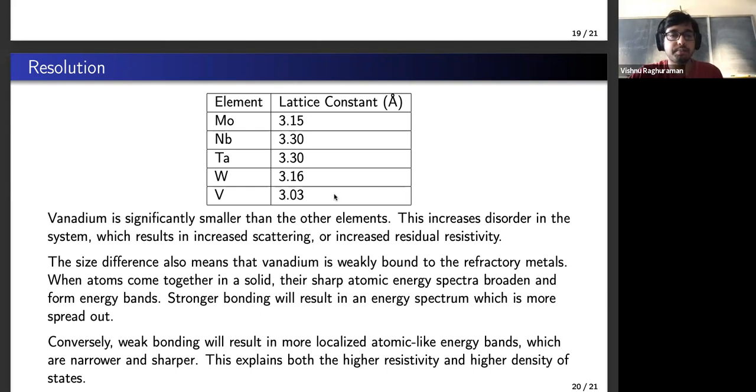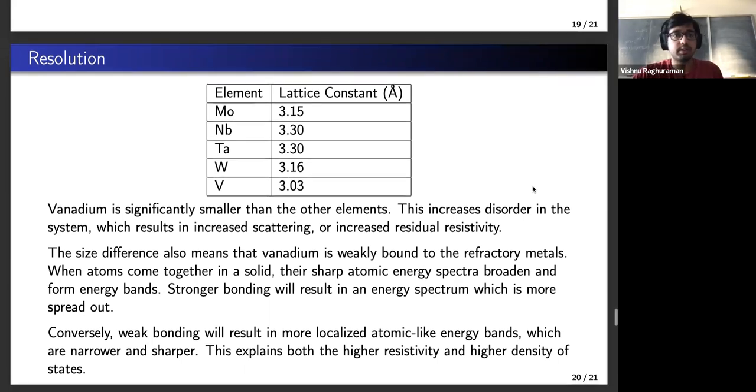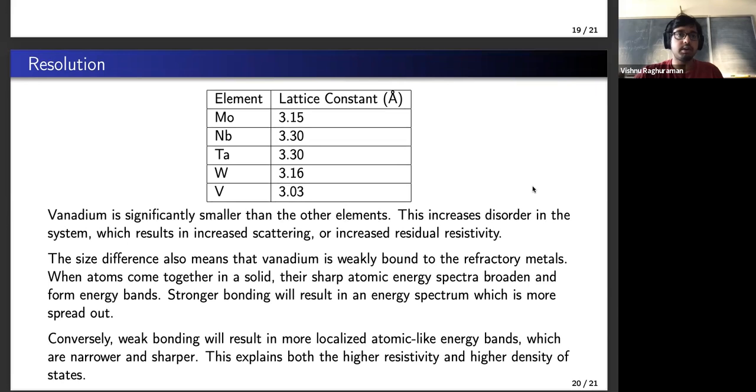Then your actual tantalum vanadium bonds are bigger than what they would like to be. And since they're farther apart, the density of states you can expect should be more atomic-like. Because if you put two things closer, then you'd see stronger bonding, and you should see a flatter density of states. And if they're farther apart than you want them to be, then you will expect more atomic-like behavior.